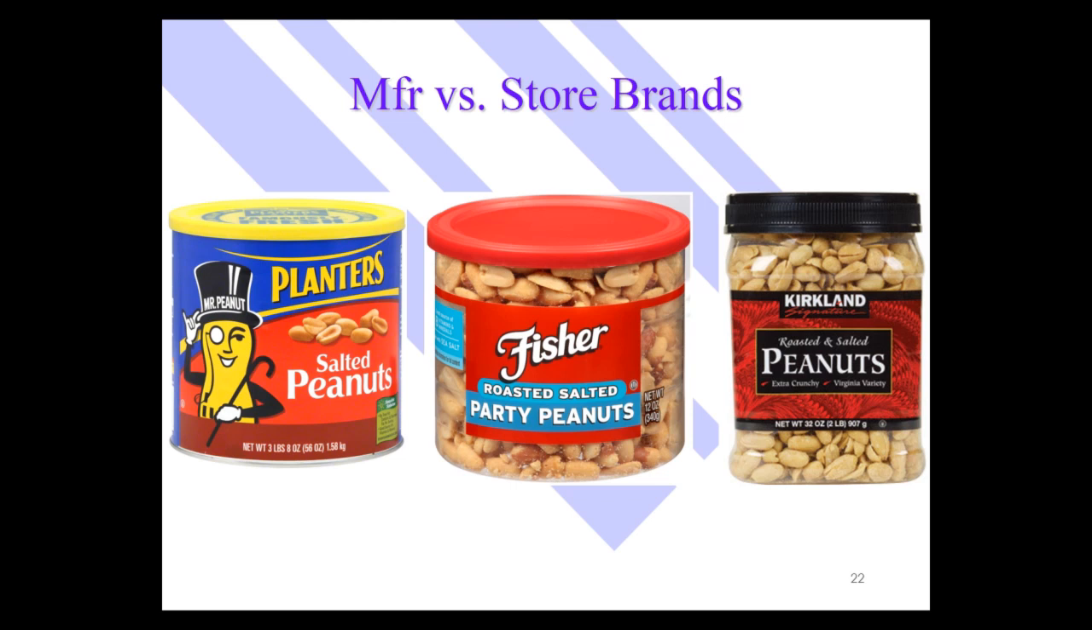Kirkland is a store brand. If you go into Costco, you'll see Kirkland peanuts. Costco owns that brand. They don't make those peanuts. Those peanuts are made by other companies. Some companies will make products for other companies, and the company that's the manufacturer, they won't put their name on it. They'll put somebody else's name. That's why it's known as a private brand or a store brand.